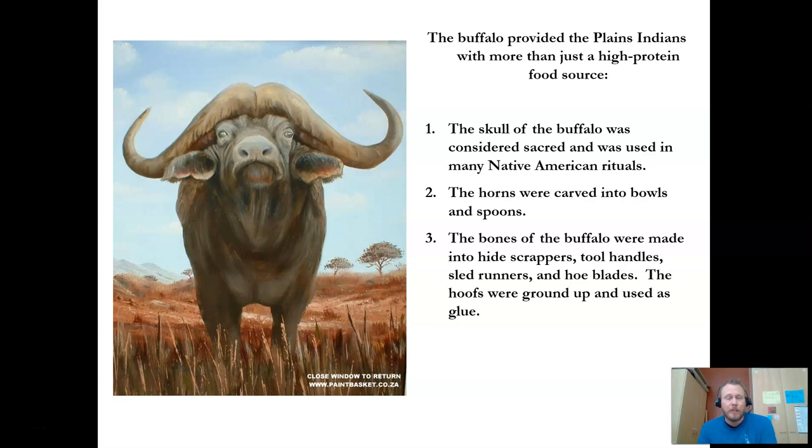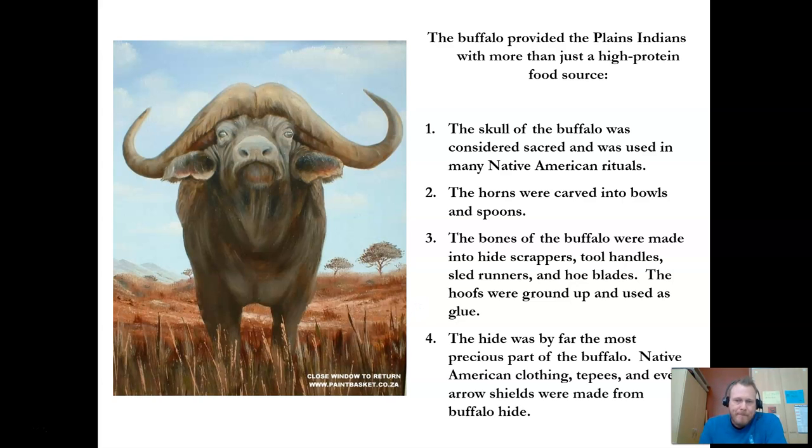The hooves were ground up and used as glue, used as an adhesive. Which, if you didn't know, the glue that we use in school, unless it's synthetic, if it's made naturally, it's made using horse hooves. Okay, same thing, same way. All right, the hide was by far the most precious part of the buffalo. Native American clothing, teepees, and even arrow shields were made from buffalo hide. So they used everything. The buffalo was very important.